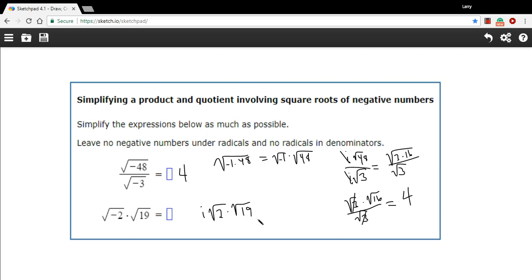So to simplify this, I'm actually going to go in the opposite direction. I'm going to multiply these together. So I've got my i out here, and then 2 times 19 is 38. So I'm going to rewrite this as i times the square root of 38. And that is the simplest way to write that one. So that's a little bit of work with simplifying division problems and multiplication problems with negative square roots.